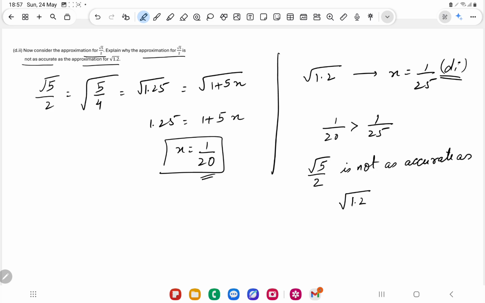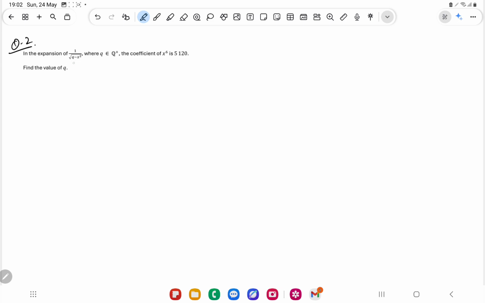Now we can move on to the next question, where we are given some coefficients and we have to find something. In the expansion of under root this, the coefficient of x to the power 6 is 5120. So this is given to us. We have to find the value of q.